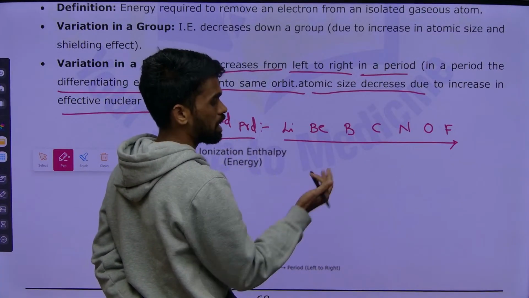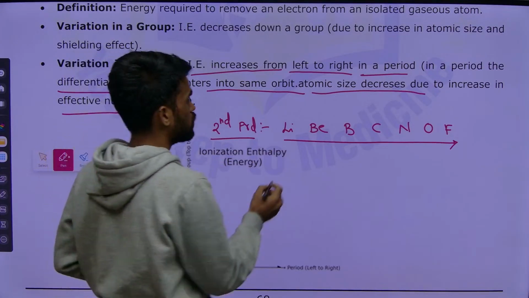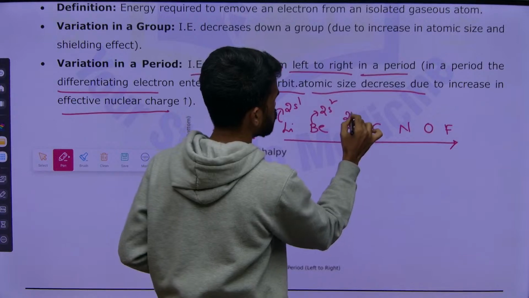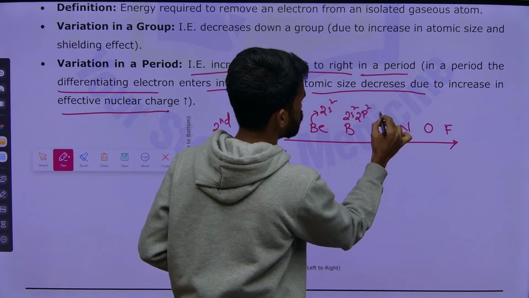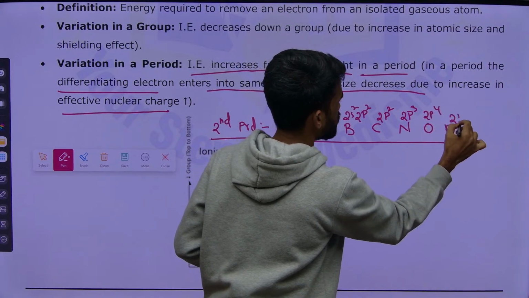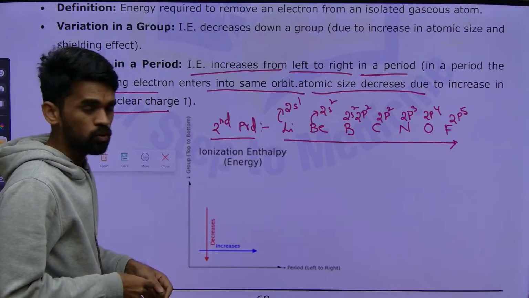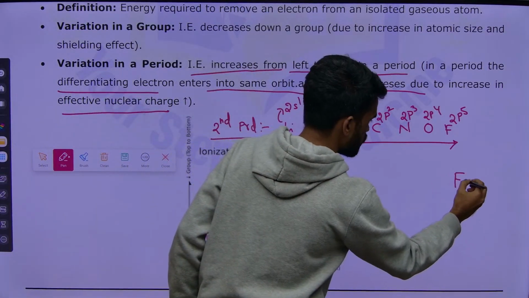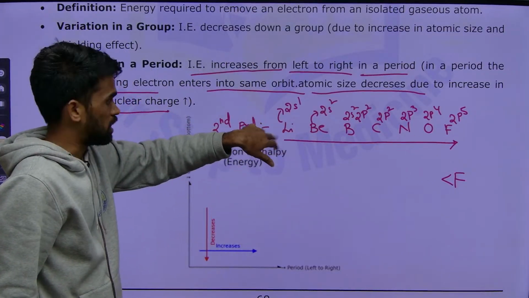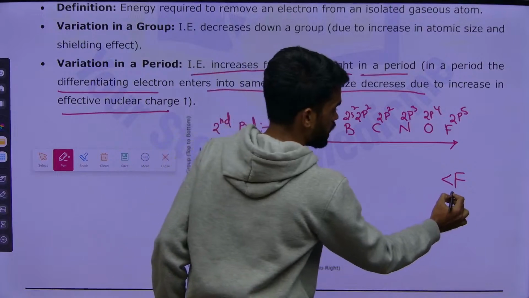There are some factors, like the electronic configuration of each element, that should be considered here. What is the electronic configuration? Here it is 2s1, this is 2s2, here 2s2 2p1, this is 2s2 2p2, this is 2s2 2p3, this is 2s2 2p4, this is 2s2 2p5. Since fluorine has smaller size and is more electronegative, it will have the highest ionization energy. As we move from left to right ionization energy increases, so the left side is lower and the right side is higher.